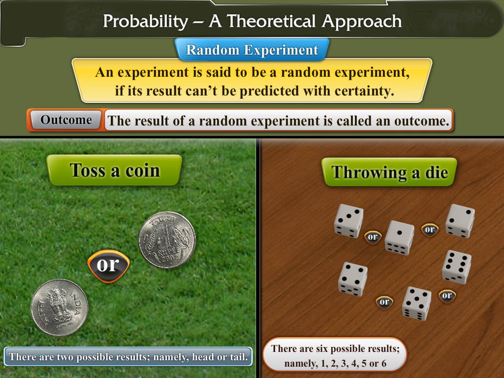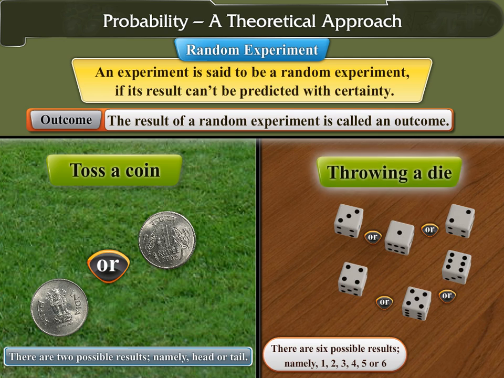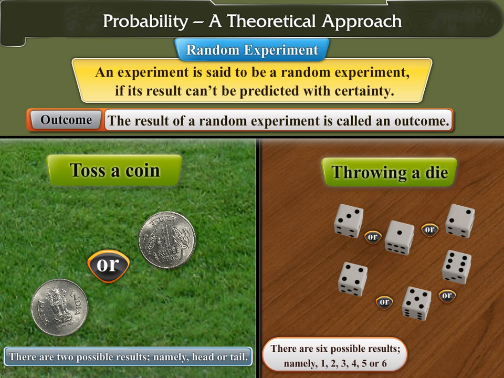We have just seen that when you toss a coin, there are 2 possible outcomes, head or tail. We also observed that if a die is thrown, there are 6 possible outcomes, that is 1, 2, 3, 4, 5 or 6.